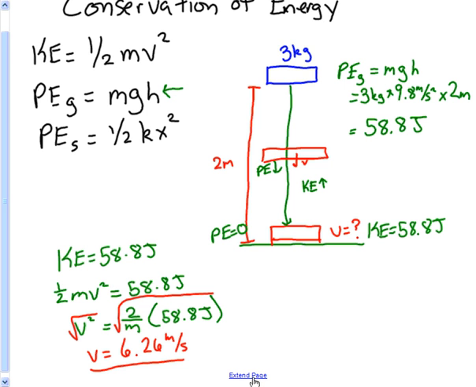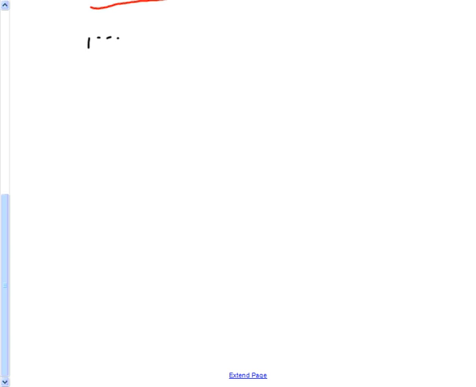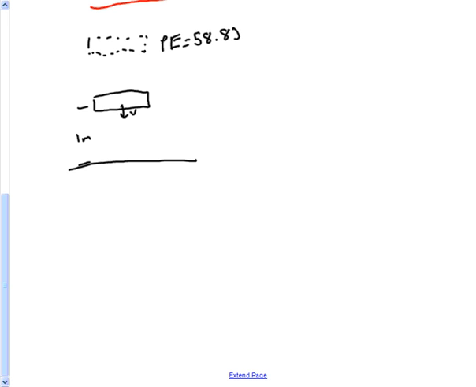So if we take a look at this situation, I'm going to redraw it. We have the book that was 2 meters above the ground, but now it is 1 meter above the ground because it has fallen, and there is the floor. So it has some velocity going down, and it is currently 1 meter above the floor. Okay, so it started off at 2. Well, we know that the potential energy up here was 58.8 joules. We also know that the kinetic energy down here was 58.8 joules.